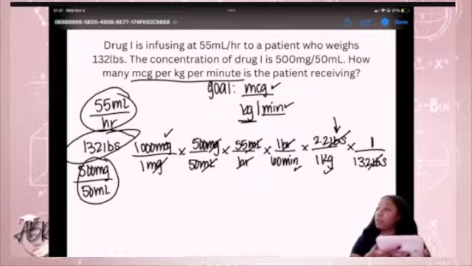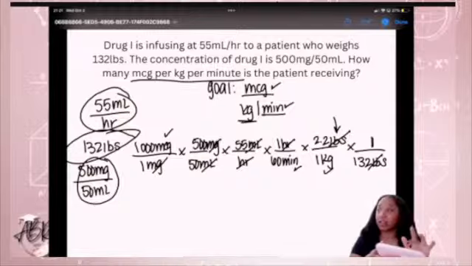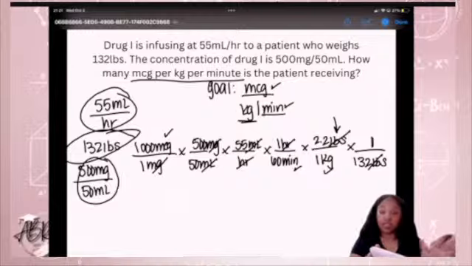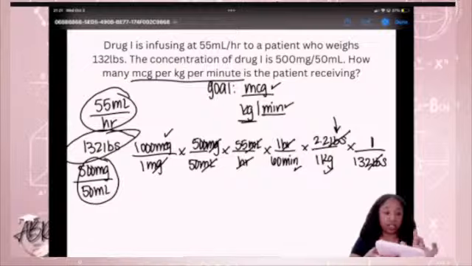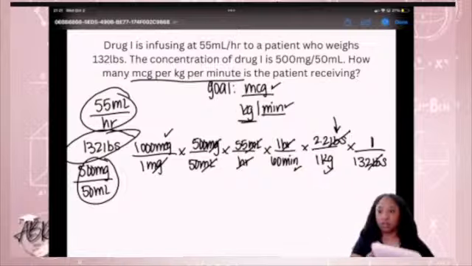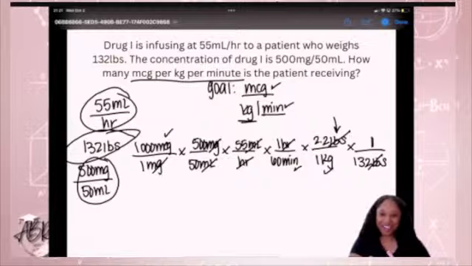So 1,000 times 500 times 55 times 2.2 divide 50 divide 60 divide 132 pounds. I don't put the ones in, they don't make a difference. Boom. So they are getting, what y'all get?